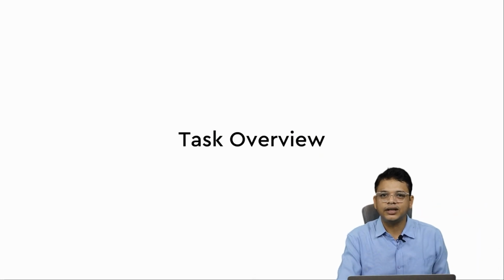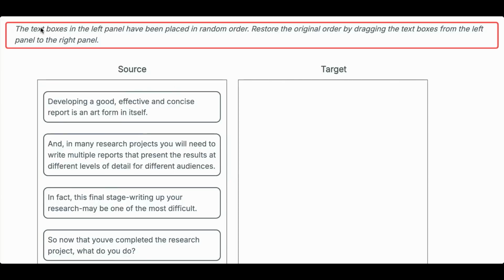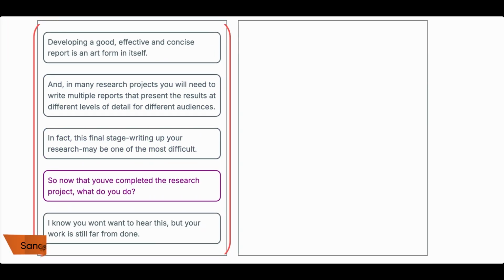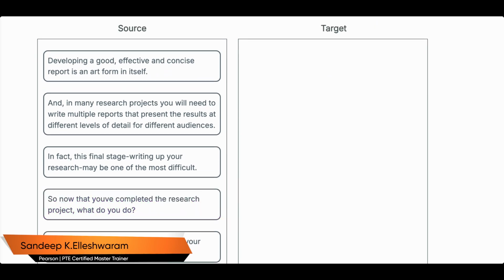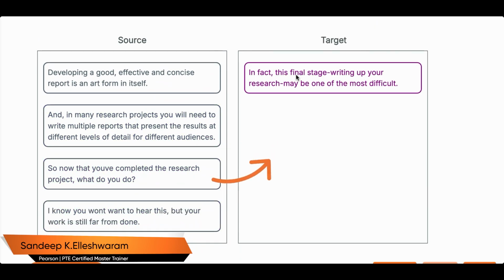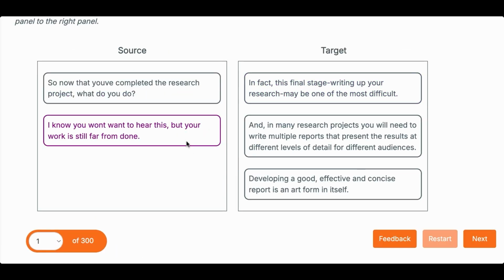Let's look at the task, guys. Task overview. So guys, how reorder paragraph looks. On the top, you have the instruction. Basically what the instruction says is in the source, you have all the jumbled sentences, and these jumbled sentences have to be put in the correct order into the right part. Basically, in the target, you have to arrange them in the correct manner. That's what the instruction says.